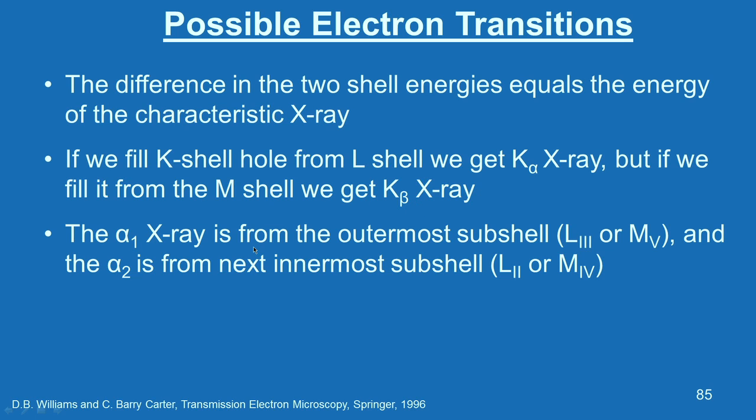The alpha 1 X-ray is from the outermost subshell like L3 or M5, and the alpha 2 is from the next innermost subshell like L2 or M4. So, that is the convention.